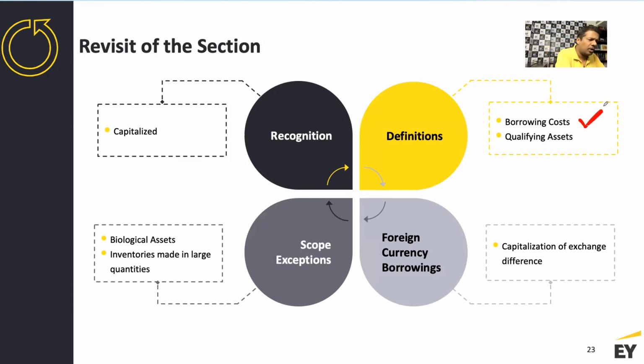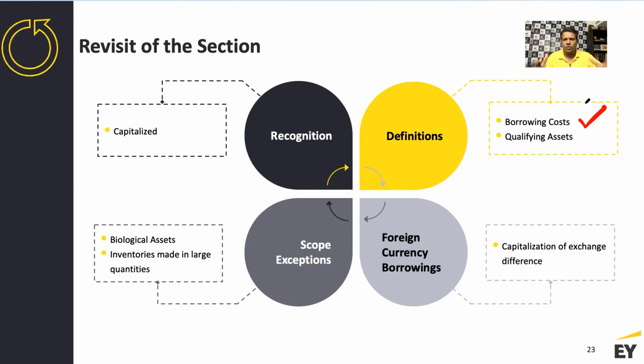When we talked about borrowing cost, we said any cost which you incur in relation to a debt which you have on your balance sheet. We also talked about exchange loss which you incurred in relation to a debt which you may have borrowed in a currency other than your functional currency. So to the extent of interest which you have saved in relation to your borrowing in a foreign currency, that also forms part of your borrowing cost. And we also took an example around lease.